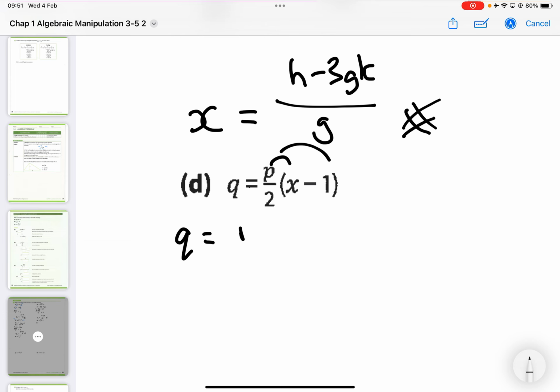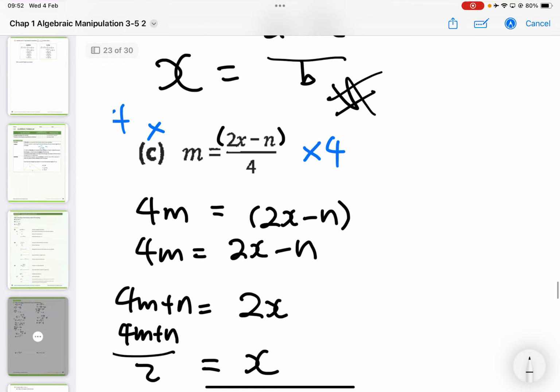Expansion, then I will have p over 2 times x. Then I will have minus p over 2. The x is put at the numerator. Because when we are multiplying, it is like multiplying x over 1. Anything without a denominator, the denominator is 1. So when we are multiplying, it is px over 2. So from here, it is very similar to part C.